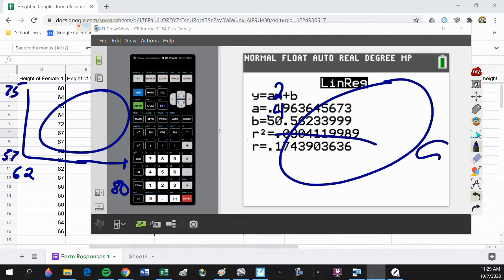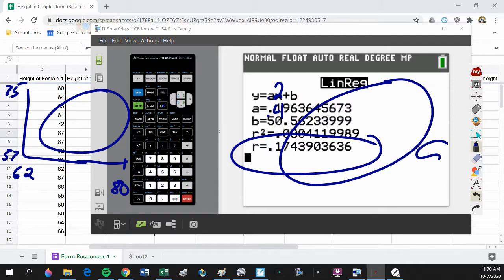There we go. That number is a long way from 1. So the fact that it's positive means that as x gets bigger, y tends to get bigger. But because it's so close to 0, it's not a very good prediction. The cloud does go up to the right, but the cloud is kind of close to a circle. It's not very predictive.